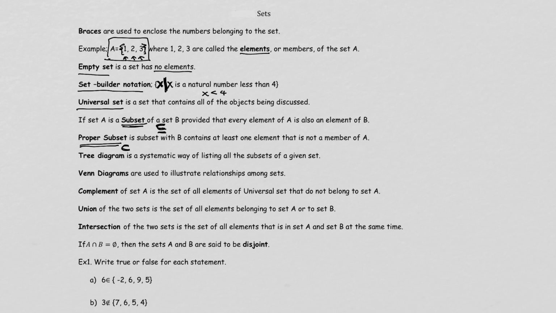Tree diagrams and Venn diagrams are ways of showing your sets. Especially the tree diagram will show all the subsets of the given set.